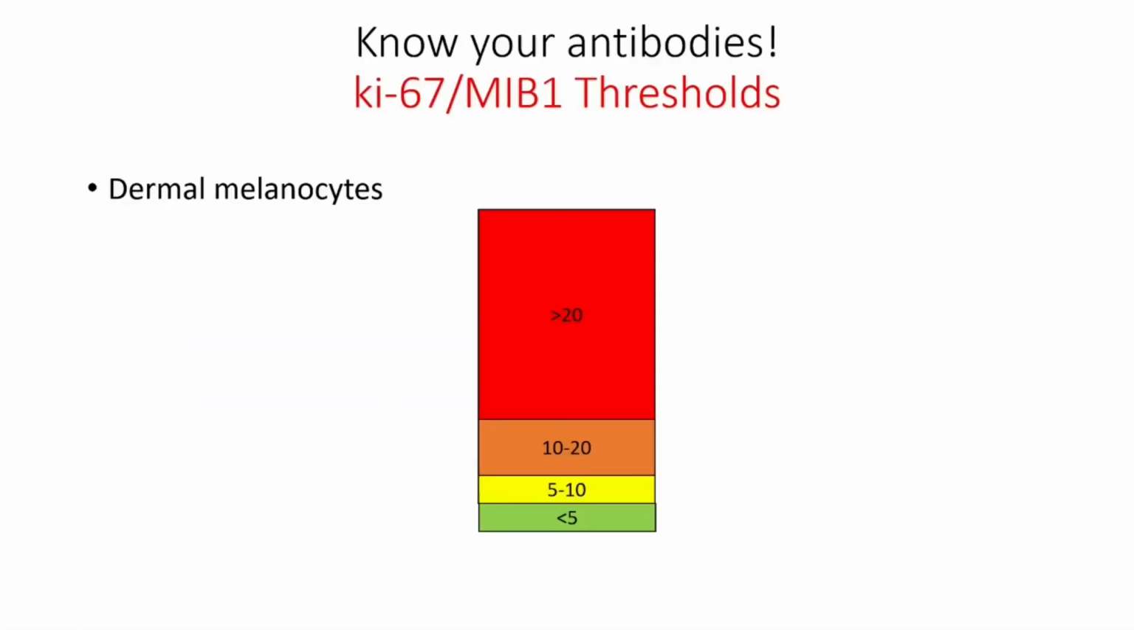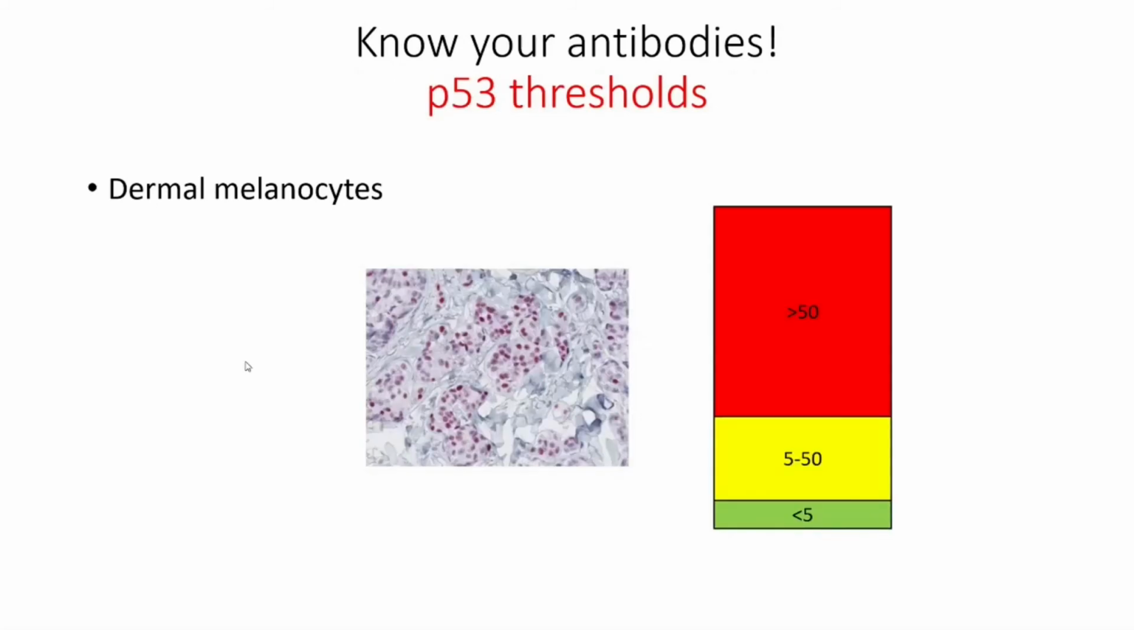Another thing you need to know is the thresholds you're going to use. These are the ones that I use, for example, for proliferation index that can be assessed by Ki67 or MIB1, and usually thresholds will be 5, 10, and 20%. Usually above 20% is what you will find in melanomas. For P53, the thresholds I use are less than 5, between 5 and 50, and over 50 in the dermal melanocytes. This type of strong positivity will be suggestive of a melanoma.